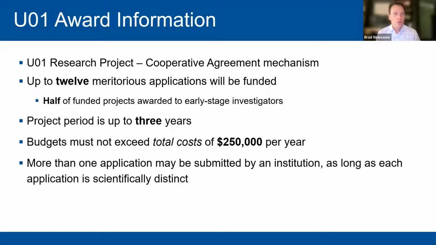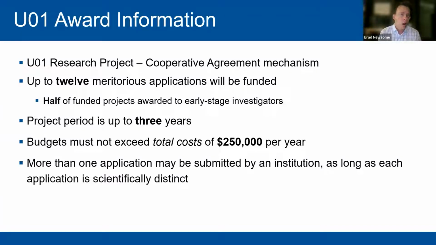This program utilizes a U01 research project award mechanism, which is a cooperative agreement mechanism that Laura described earlier. And you can find more information around the terms and conditions associated with this cooperative agreement within the funding opportunity. Up to 12 meritorious applications will be funded. And again, half of the funded projects should be awarded to early stage investigators.